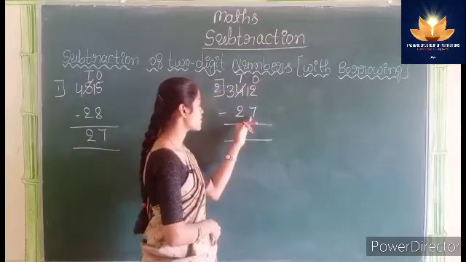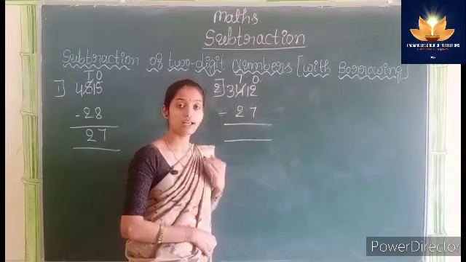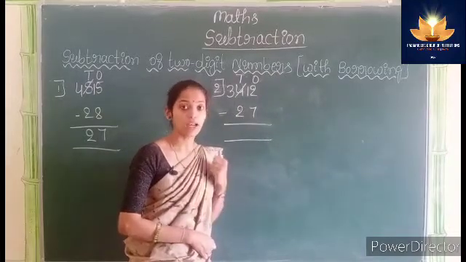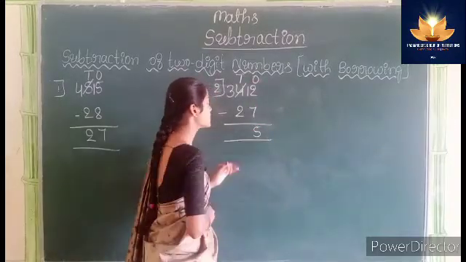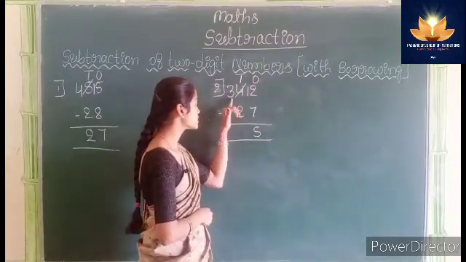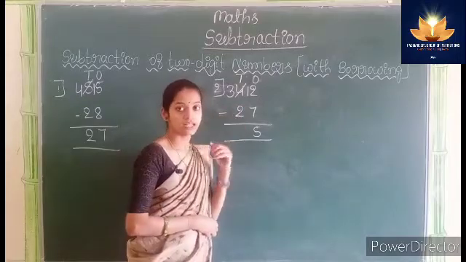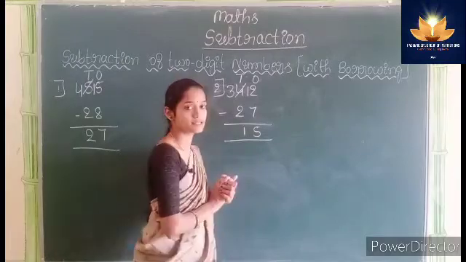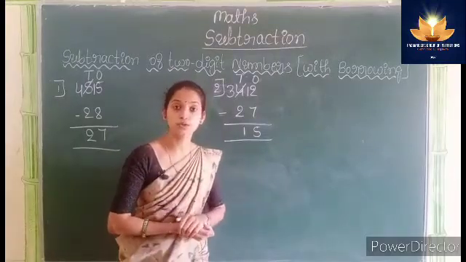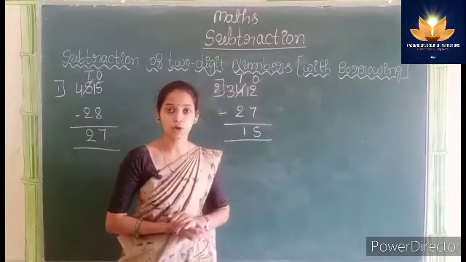Now subtract 7 from this 12, that is 5. And that 5 should be written in the ones place. Then tens place subtraction, 3 minus 2, that is 1, and that 1 should be written in the tens place. Like this we can subtract 2-digit numbers with borrowing.